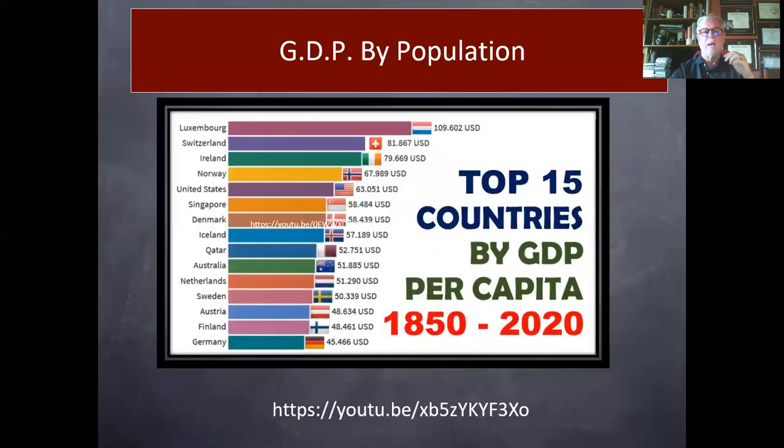So, per capita, again, the Swiss over here, very wealthy countries, United States, and then you move down through other countries. But these are all pretty much well developed countries and very affluent. It's the top countries.